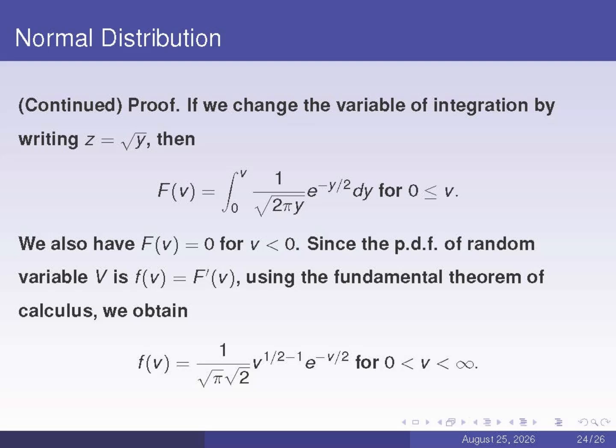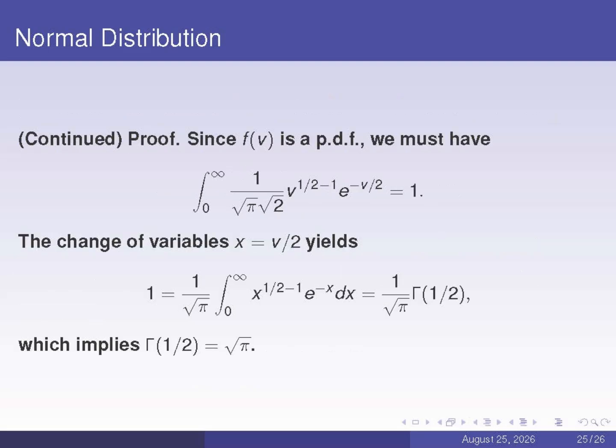Since the random variable v is continuous, the probability density function f of v is the derivative of its distribution function F, that is, f of v equals F prime of v. Because the distribution function F is given in integral form as shown in line 3, we can apply the fundamental theorem of calculus to differentiate the distribution function F, thereby obtaining the probability density function f of the random variable v, as displayed in the last line.